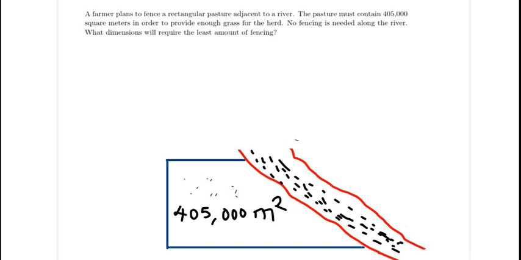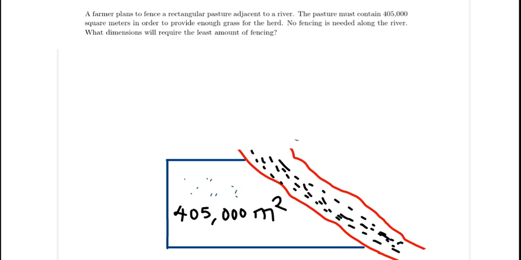Alright, so we have an interesting question under application of differential calculus. So let's try to think a bit here and see how we can handle this question. We are told the farmer plans to fence a rectangular pasture adjacent to a river. The pasture must contain 405,000 square meters in order to provide enough grass for the herd. No fencing is needed along the river. What dimensions require the least amount of fencing?